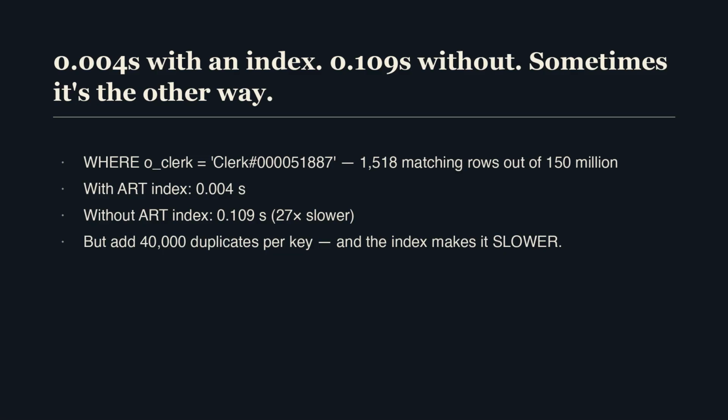Here's a query on the O_CLERK column, finding 1,518 matching rows out of 150 million. With an ART index, the query takes 0.004 seconds. Without the index, it's 109 milliseconds, or 27 times slower. But if you add 40,000 duplicates per key, the index makes it slower.